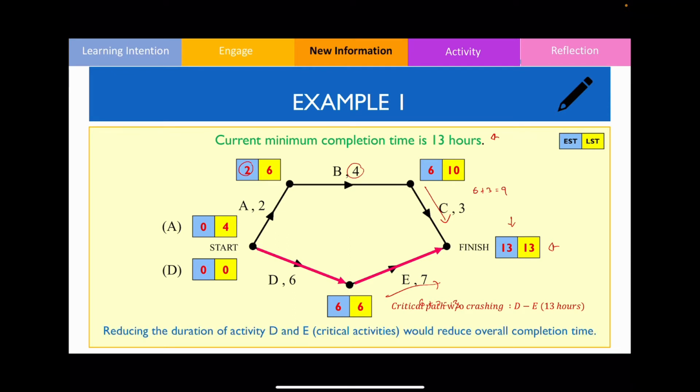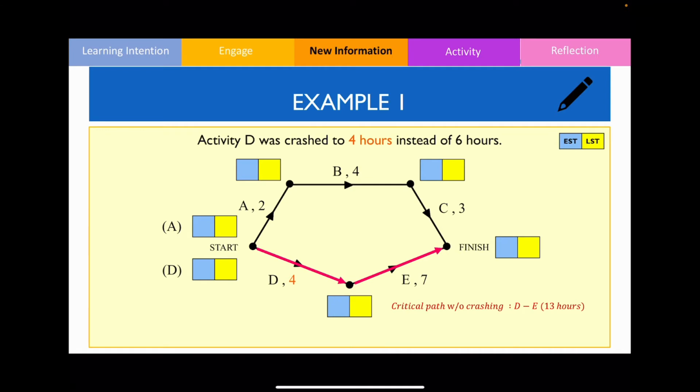So let's now reduce the duration of activity D. Hypothetically, let's now say that activity D was able to be crashed to 4 hours instead of 6 hours. So that could have been done by, let's say, hiring more employees to finish the job. So what we're going to do now is perform the forward scan again so that we can find out what is the new completion time.